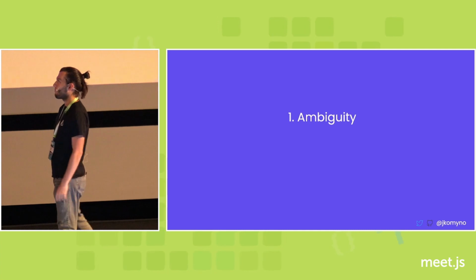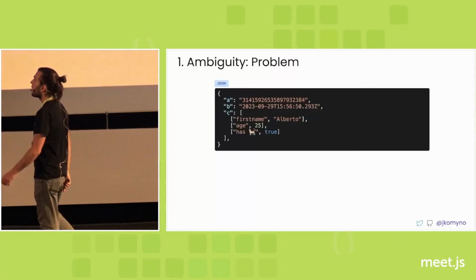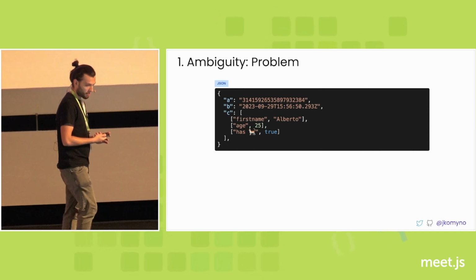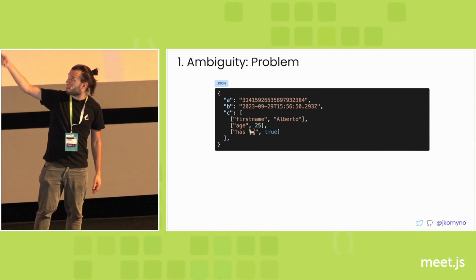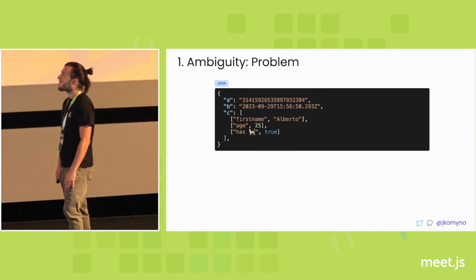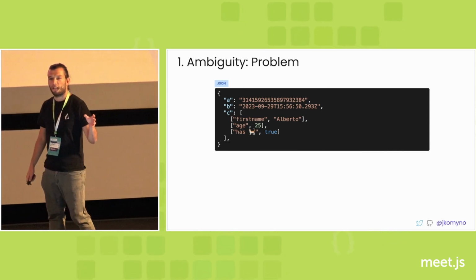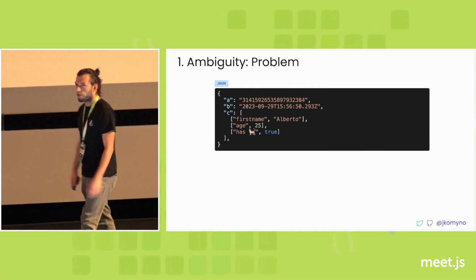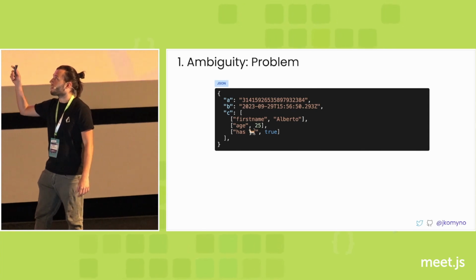So first of all, ambiguity. Let's see an example here. We have a very well-named object. You see 3 properties, A, B, and C, and we have a bunch of data. And at first glance, maybe you're ready to tell what the data represents, but your computer isn't. It has to go through every byte of it to understand what it is.